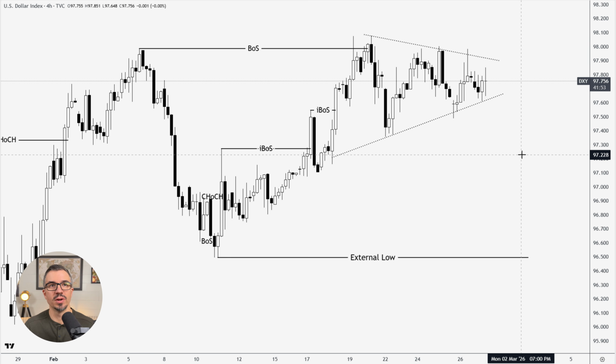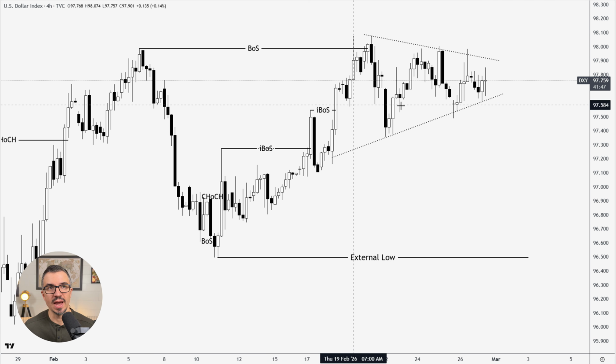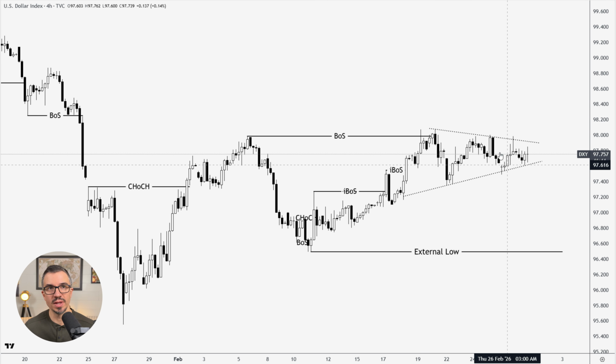Okay, so let's get back here to the charts. Again, looking at the DXY 4-hour time frame. It was very slow going into the end of February. But in my experience, when you get a market coiling like this, you do tend to get an explosive breakout.